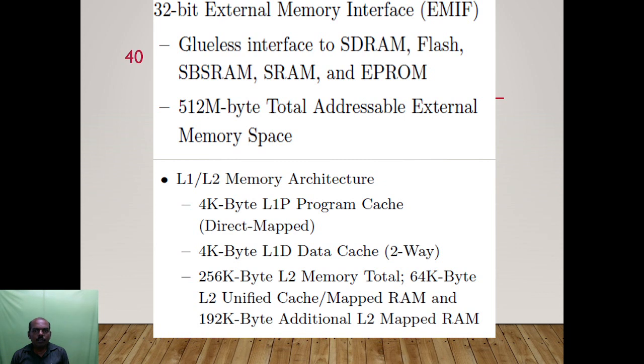Then 32 bit external memory interface, glueless interface to SDRAM, flash, SBSRAM, SRAM and EPROM. 512 MB total addressable external memory space, L1 L2 memory architecture, 4K byte L1P program cache direct mapped, 4K byte L1D data cache two-way, 256 kilobyte L2 memory total, 64 kilobyte L2 unified cache mapped RAM and 192 kilobyte additional L2 mapped RAM.